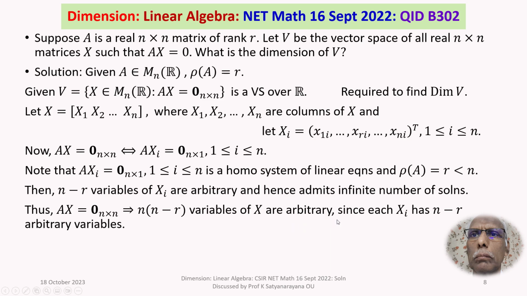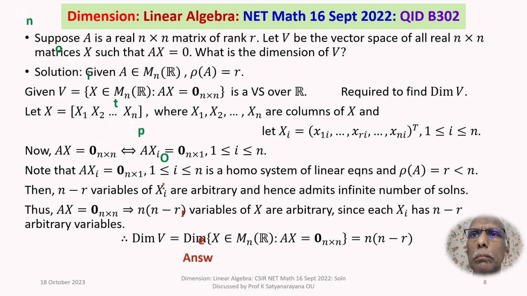So this will tell you that the dimension of V is n into n minus r. That's the proof, the general proof of that result, and hence the answer is option 4. So that's your answer: dimension of V is n into n minus r. Remember it, it will help you sometimes while working out some of the problems.